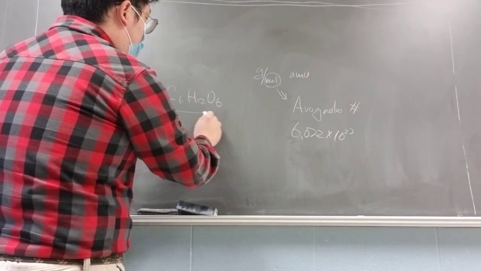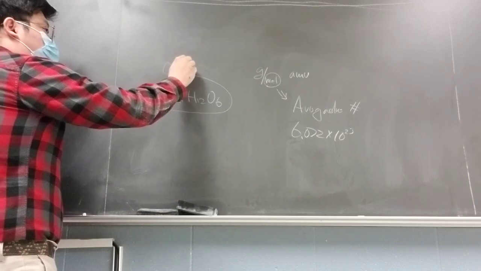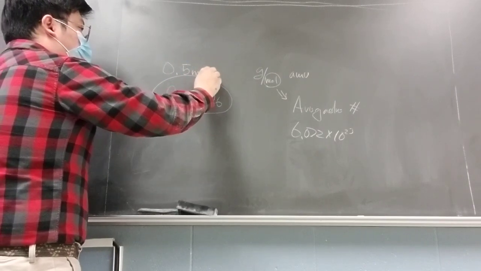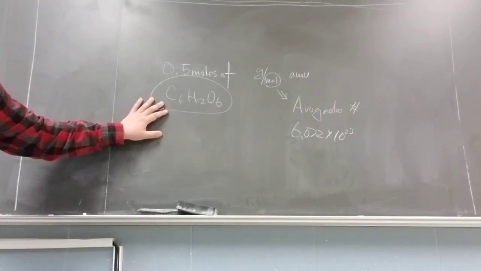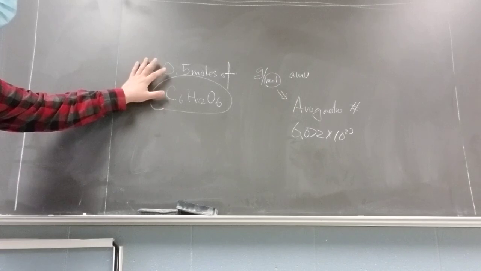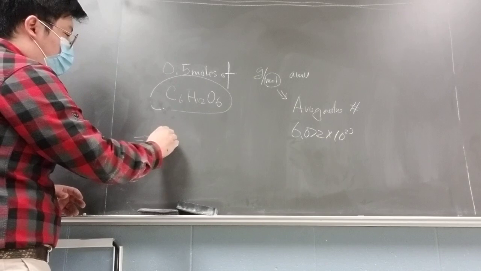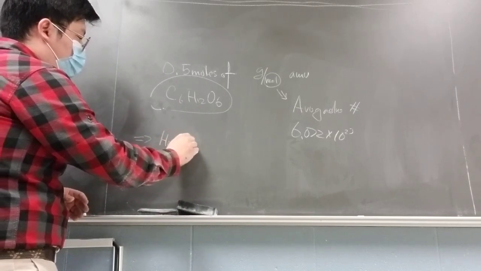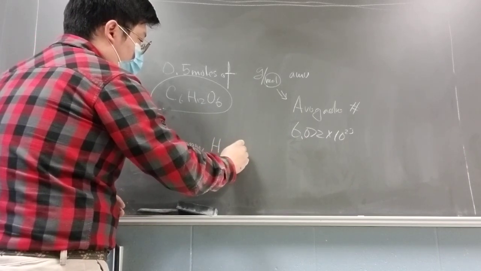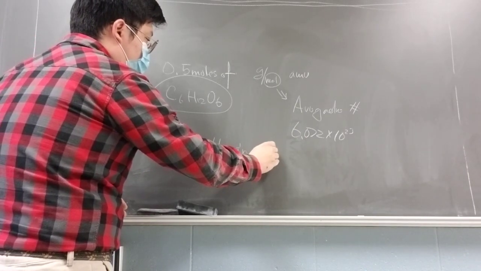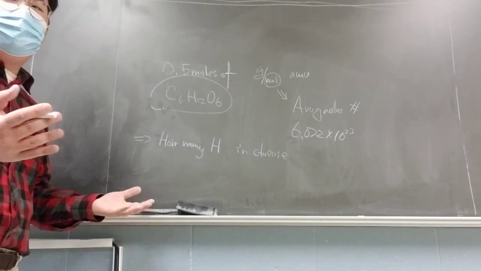So if I say we have 0.5 moles of glucose right here, on your exam I say we have 0.5 moles of glucose, and tell me how many hydrogen are in this glucose, in actual number.